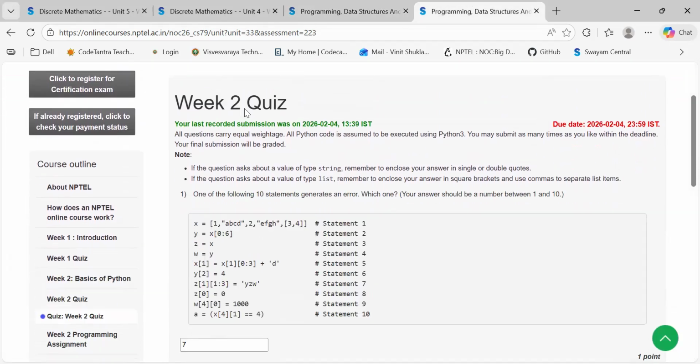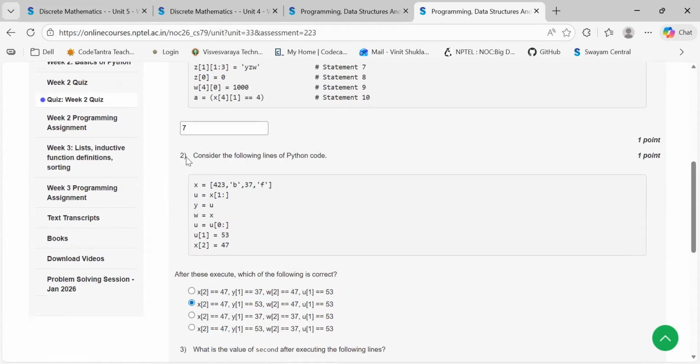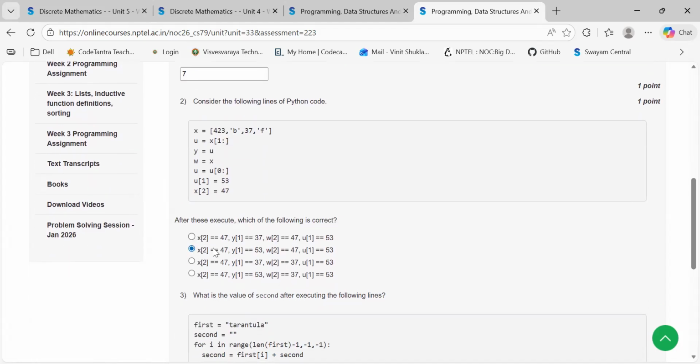Similarly, I have solved the week 2 quiz. In that also they have given 10 lines of code, and they're asking which particular statement is incorrect. According to my execution, I'm getting the error at statement number 7. Question number 2, the option is 2.